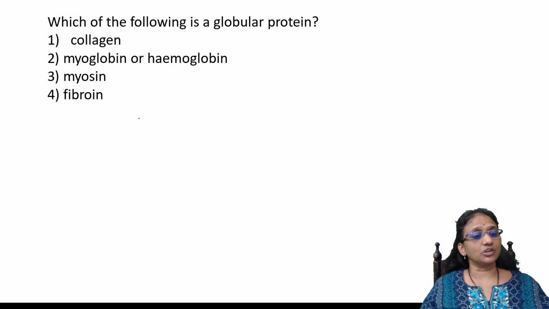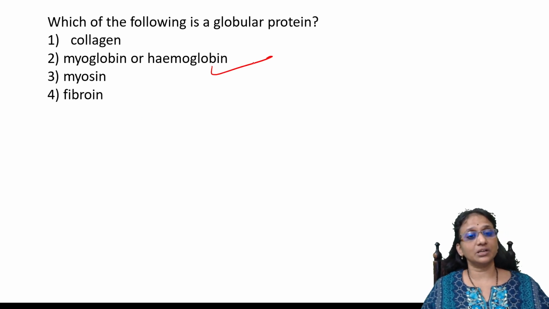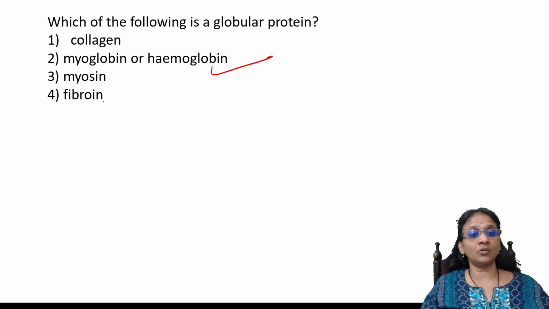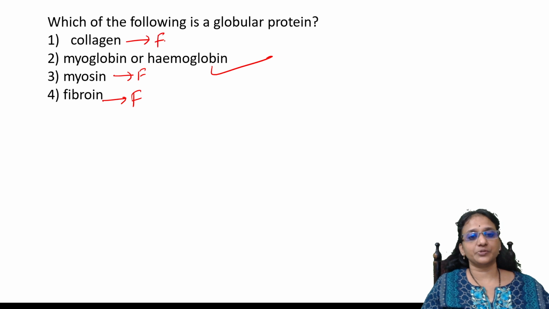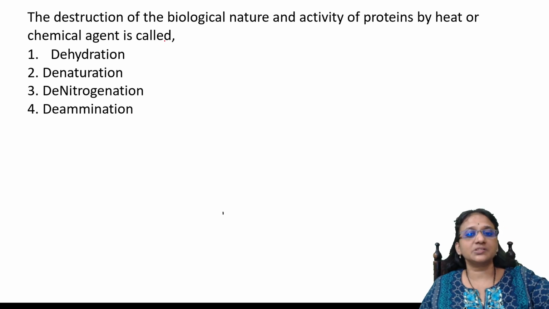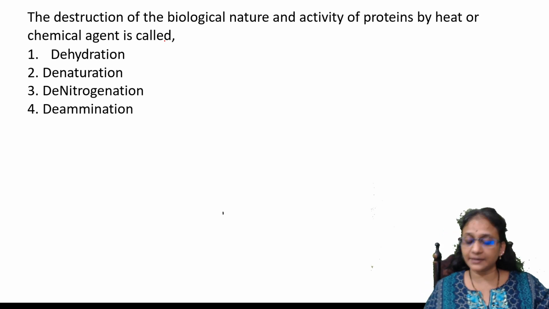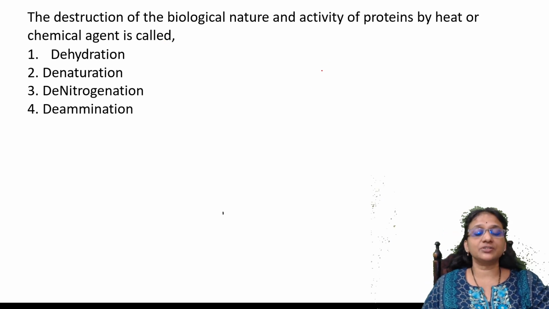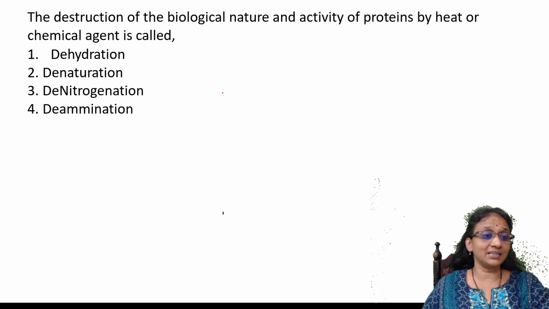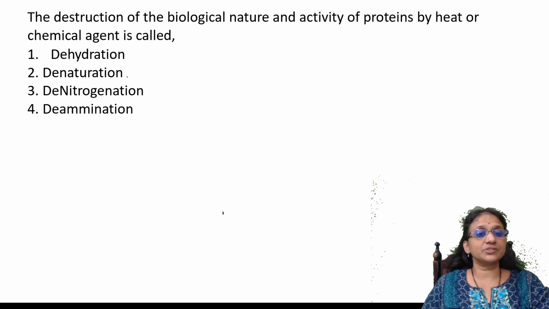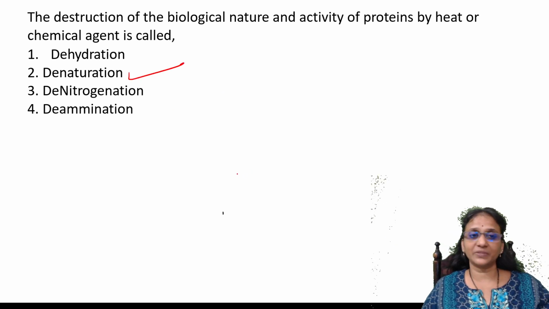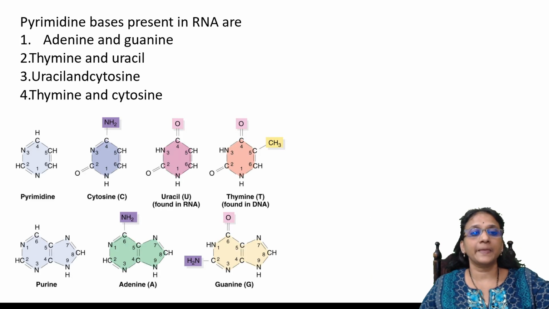Next question. Which of the following is a globular protein? Yes, just now we have seen myoglobin and hemoglobin. Remaining all are fibrous protein. Next question. The destruction of the biological nature and activity of a protein by heating or using chemical reagents is called denaturation. Correct? Right. Next question. The base pairs present in RNA are what?